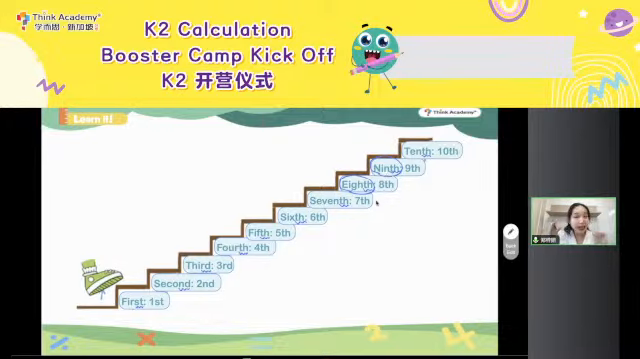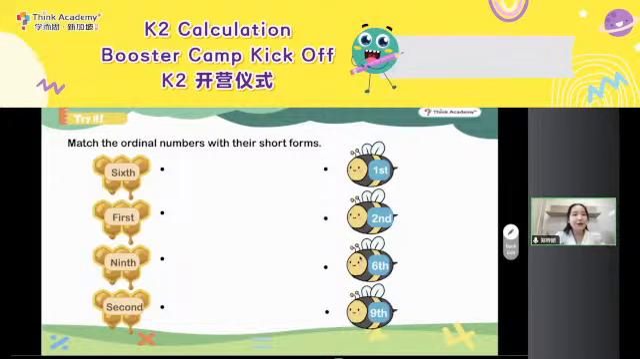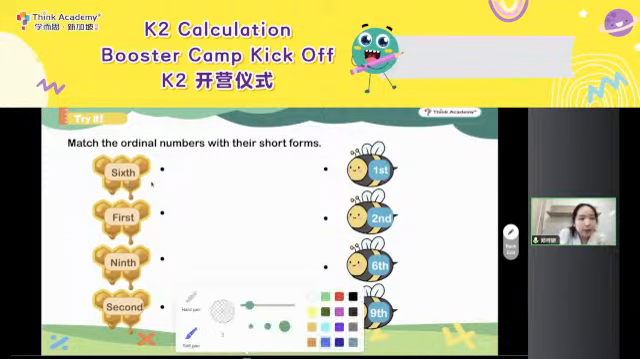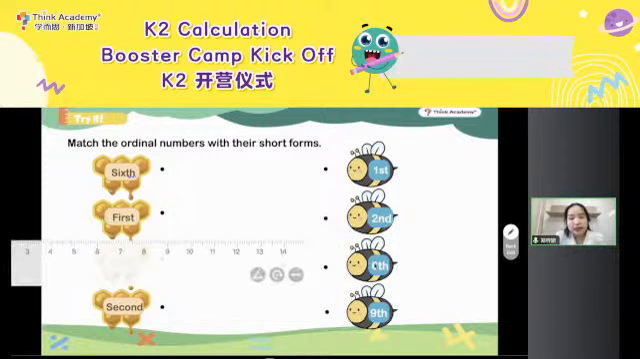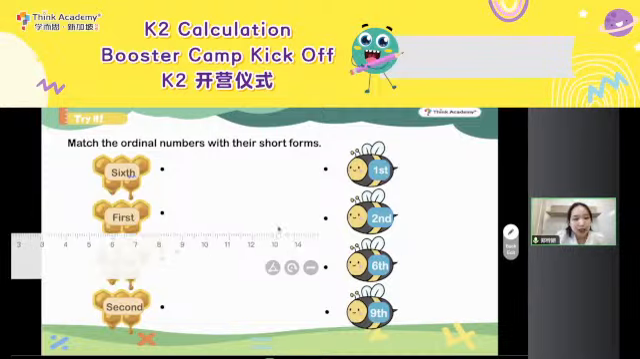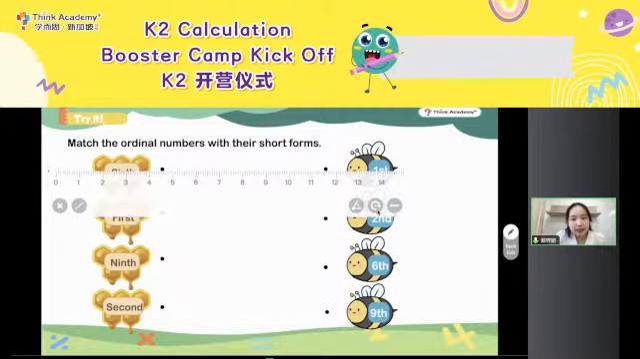Are we ready to do some practice? I believe you are. All right. So now let's match all these ordinal numbers with their short forms. So how can we match the 6th? What is the short form for 6? Oh, it is the number 6, adding the tail th, right? So where is number 6 adding th? Oh, this is this one, right? So now let's match them together.